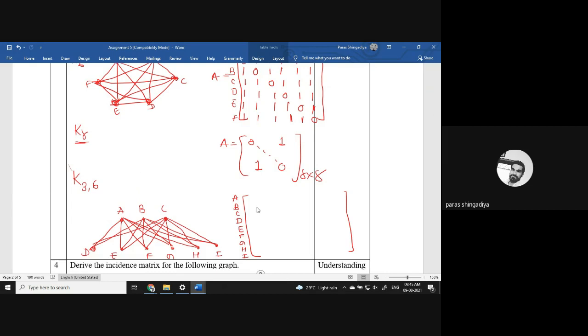Clear? Here also the 9: A, B, C, D, E, F, G, H, I. Clear? So A, B, C are connected with D, E, F, G, H, I, okay? A is connected with these 6 vertices, B is also connected with these 6 vertices, and C also with these 6 vertices. What does it mean? A to A is 0, A to B is also 0, A to C is also 0. There is no information within A, B, C.